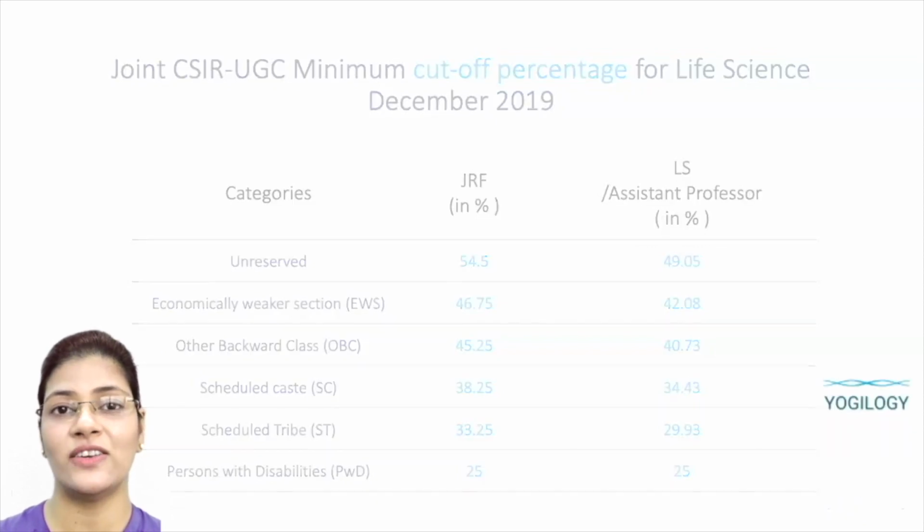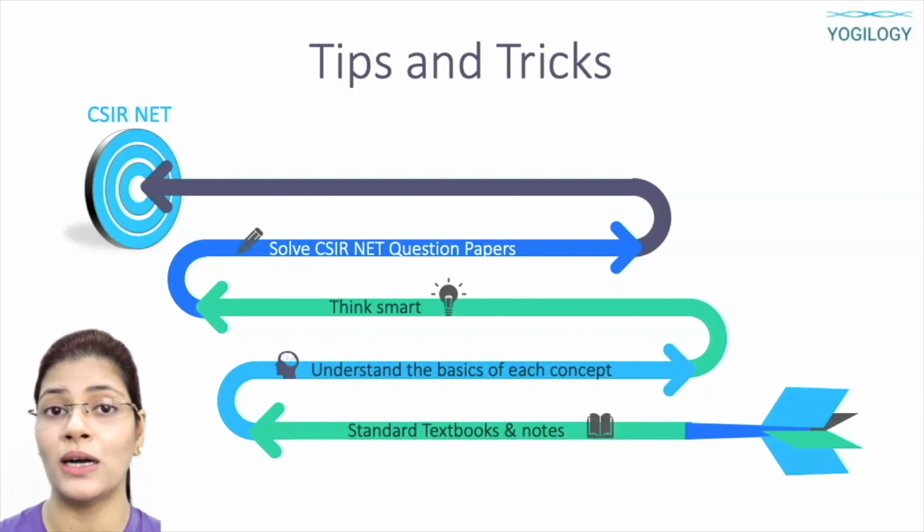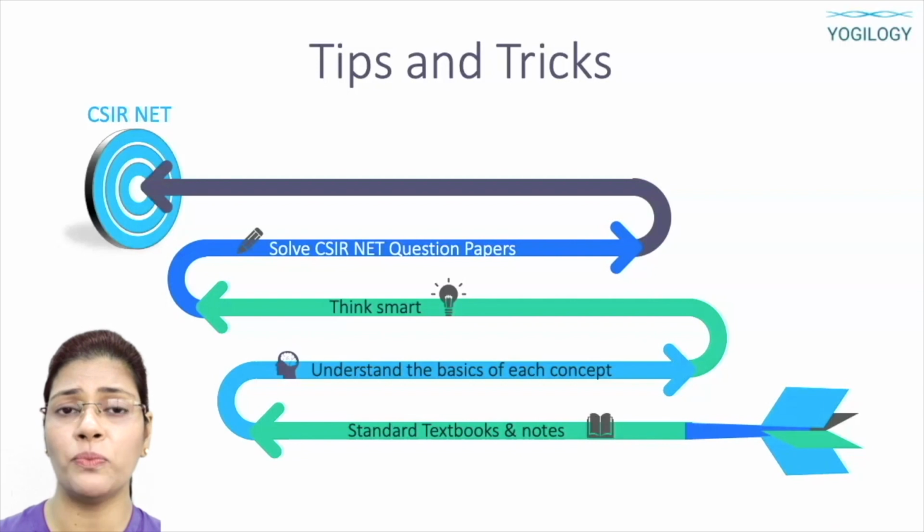Let's move to the interesting part of today's talk, tips and tricks. To start with, work on topics you are passionate about, refer to standard textbooks which we have just discussed, and make your own notes. Try to understand the basics of each concept. This will help in scoring in Part C application based questions which carry 4 marks each. As the syllabus is vast, think smart. Smart is the new way to work, and the best way to polish up your skills and improve your performance is to solve CSIR NET previous year's question papers.